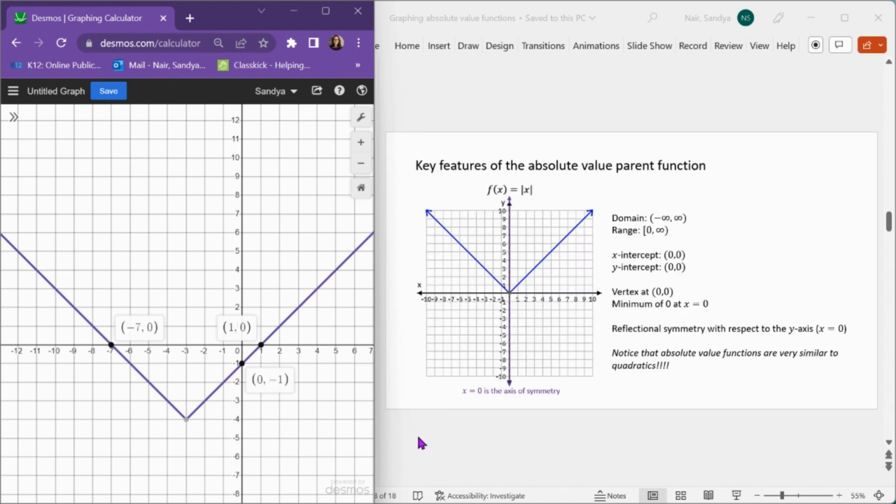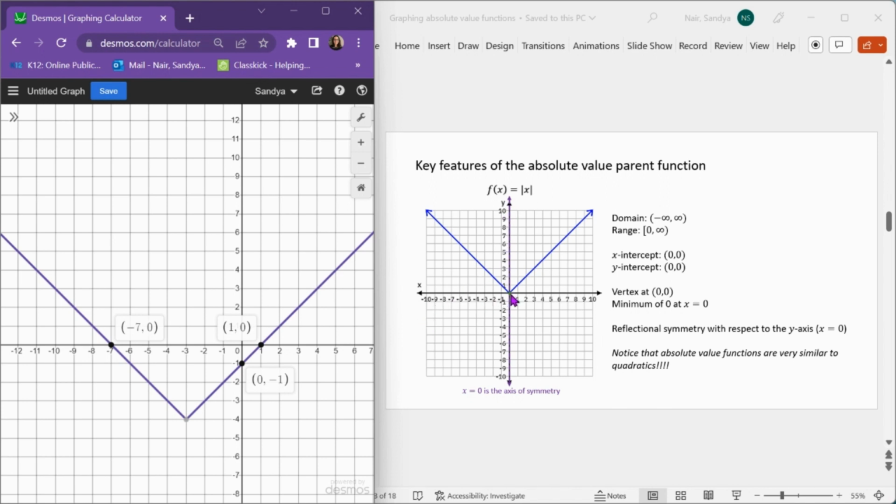So let's look at all these key features and how they relate to the absolute value parent function, f of x equals the absolute value of x. So the parent function will have a domain that goes from negative infinity to infinity because notice that this is going to include all real numbers for x. Just like parabolas, the range is going to have a specific endpoint, right? So notice that this starts off at 0 and then includes all the y values above that. So the range is going to go from 0 to positive infinity.